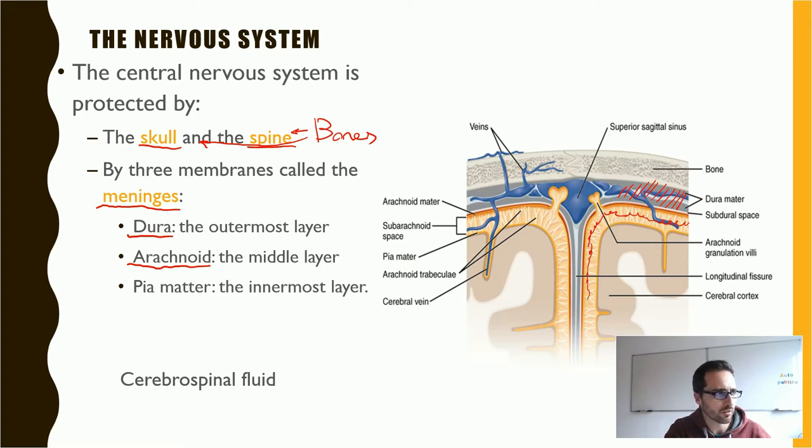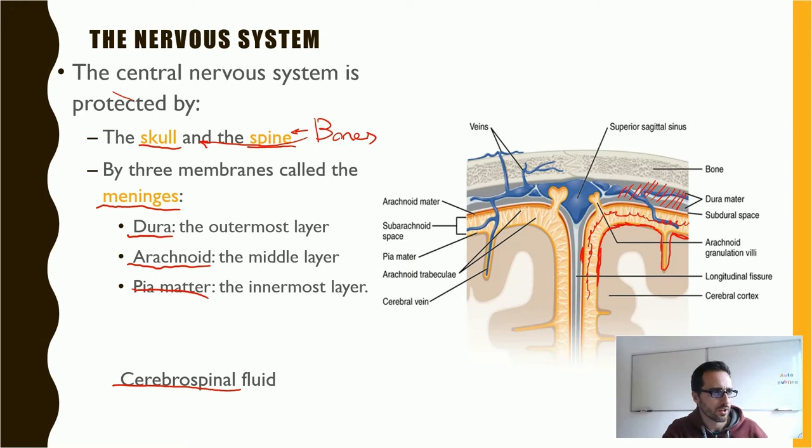And the pia mater, which is the last one, which is inside here, is attached directly to the organs of the central nervous system, and is protecting all of this part. Between them, there is a fluid that is called the cerebrospinal fluid, this one here, and thanks to it, we can be aware of hits in our structures, and we can avoid extremely dangerous hits in our organs.